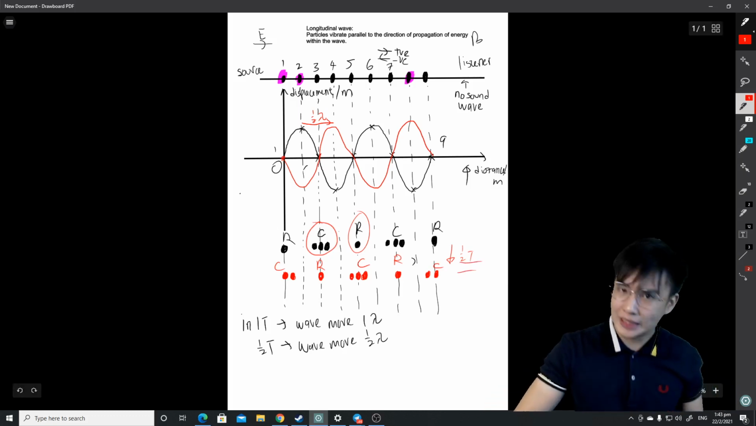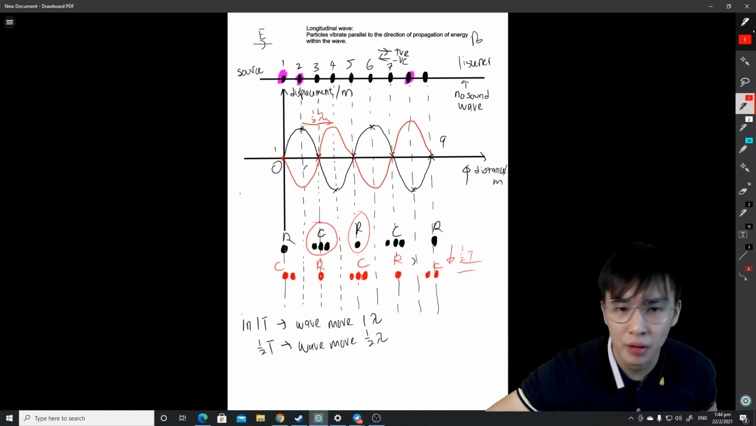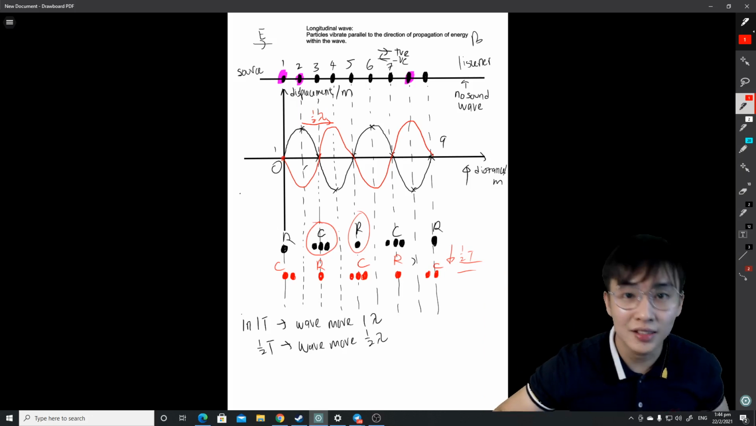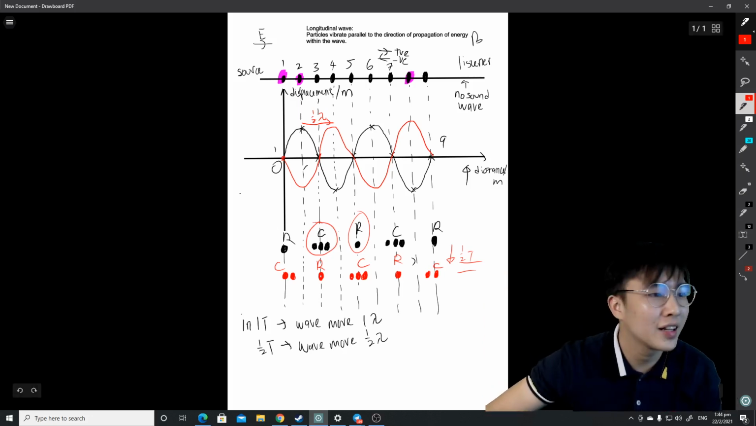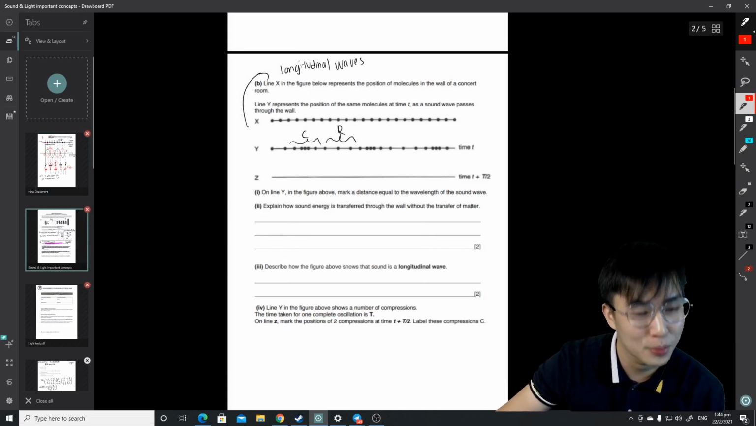Every half a period later, your compressions turn into rarefactions. Your rarefactions turn into compressions. Super duper easy. Very important. Tested many, many times. That's why I want to go through this now, because I have a very, very strong gut feel that it is probably going to come out.